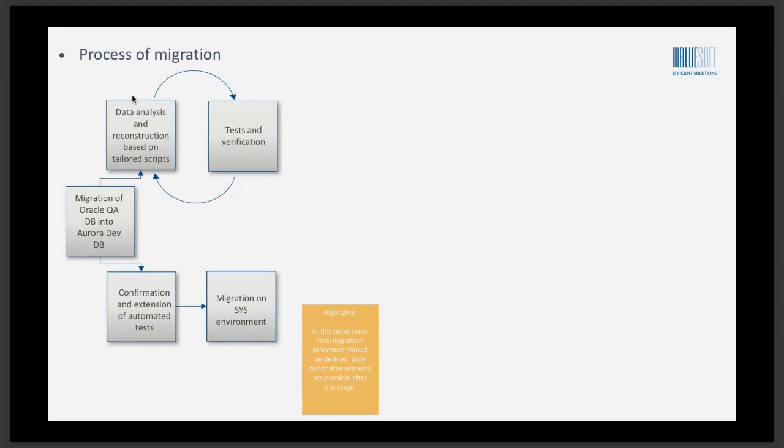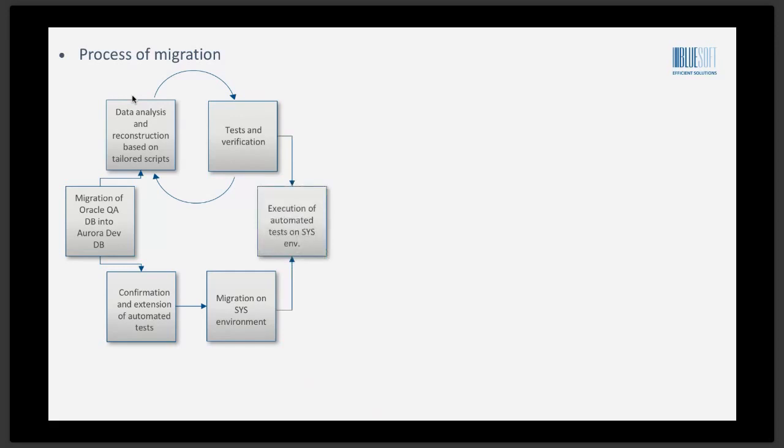So at this point, we had some kind of a semi-final migration procedure. We've executed that, all the steps, checklist before verification that everything was done. And just after we've been totally sure that it should be all good, then we've executed automated tests on SIS environment. At this point, it went quite smooth. We had only a few issues reported. We've fixed them, and we've created a report for our colleagues in Zoetis.